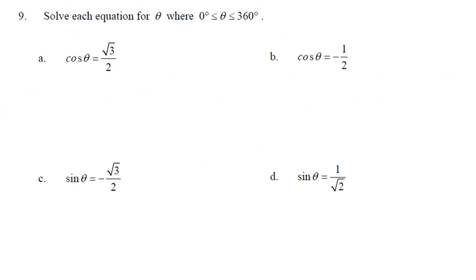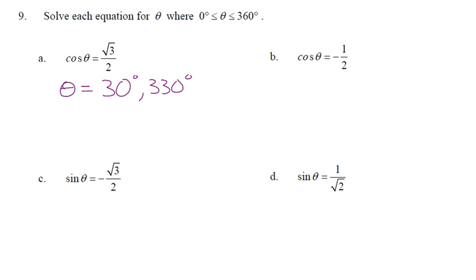Solve each equation for theta, where theta is between 0 and 360. When is cos theta equal to root 3 over 2? Here's another way to ask it. Go around your unit circle and let me know every place that x is root 3 over 2. 30 degrees. What else? So 30 degrees and 330.